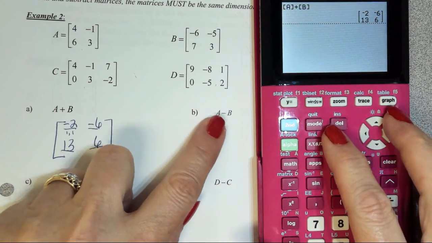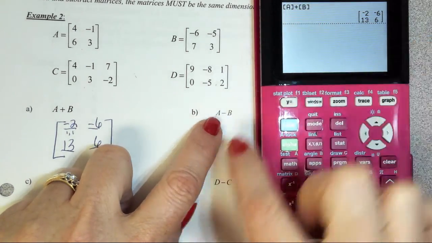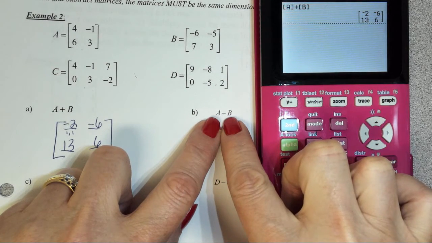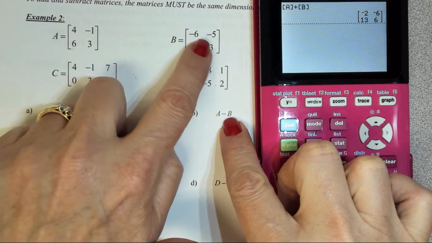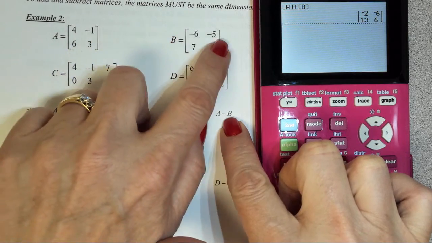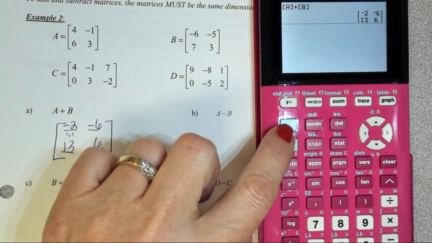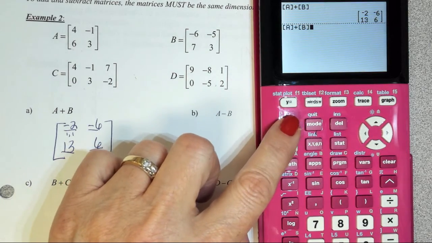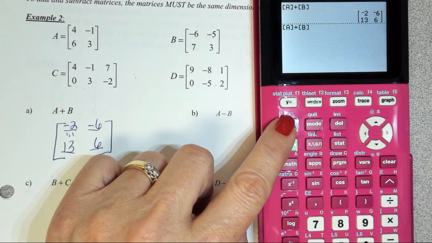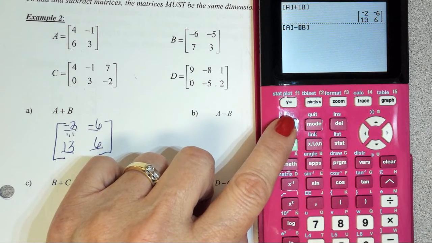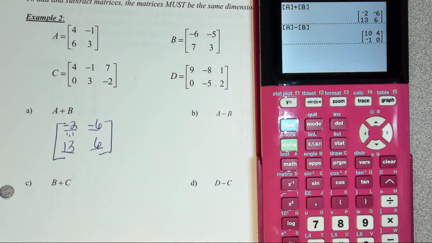Now, in the next problem, though, since I've already put these in my calculator, I might as well use the calculator to subtract them. So I would have to do like 4 minus negative 6, negative 1 minus negative 5. But watch what I can do quickly, guys. Hit second enter, and it brings up the last thing you did, and now just change that plus to a minus, and we can quickly subtract the two matrices.